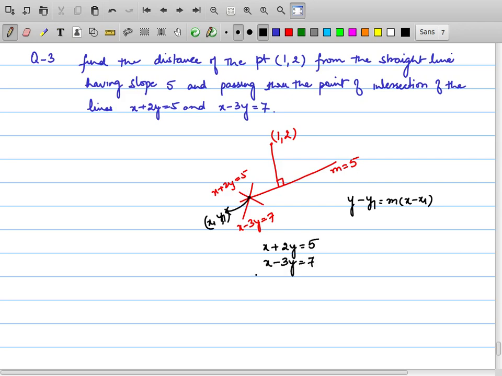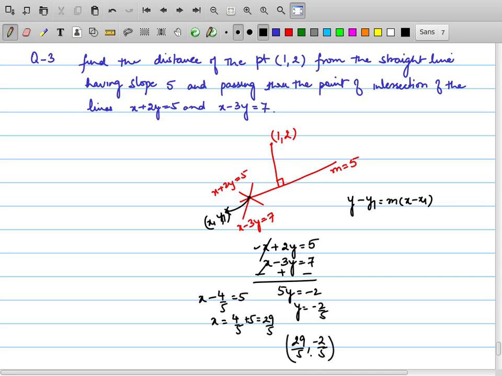Subtracting, this gives you 5y = -2. So, y comes out to be -2/5. If we put this value in any of the equations, let's say we are putting it in this equation, so -4/5 + x = 5. So x = 4/5 + 5, which gives you 29/5. Therefore, the point of intersection is (29/5, -2/5). This now acts as x1, y1.